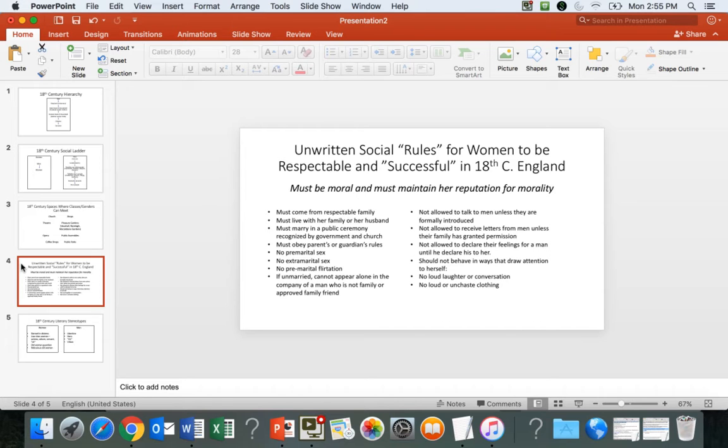There's no premarital sex. There's no extramarital sex. There's no premarital flirtation. That means that unmarried women cannot appear alone with a suitor or with a gentleman of suitable age to them unless that person is a family member or an approved suitor. Women are not allowed to talk to men unless they're formally introduced to them. They're not allowed to receive letters from men unless their family has granted permission. Young unmarried women are not allowed to declare their feelings for a man until he declares it to her.